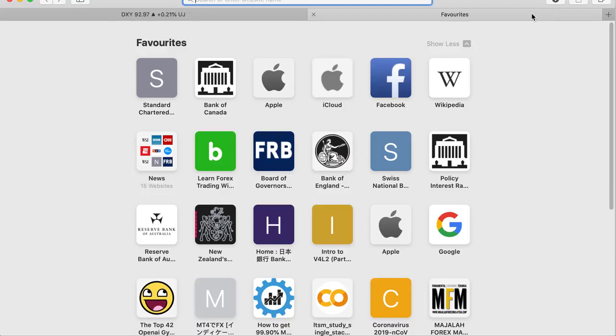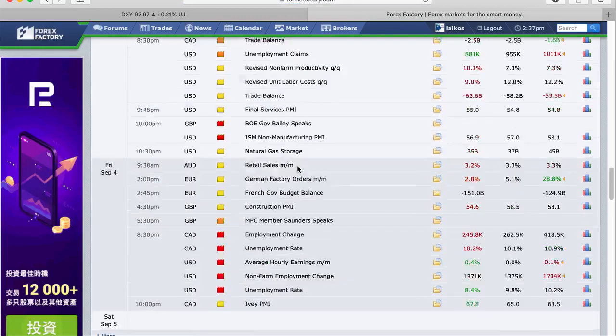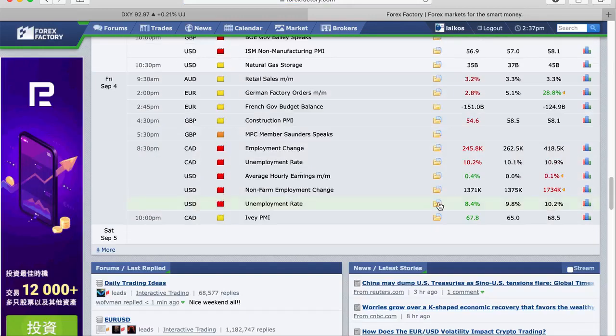Let's look at the NFP result last week. As you can see here on Friday, the NFP is positive. The employment rate increased, the unemployment rate decreased, and the unemployment change is also okay. The average earnings are positive. So this is positive for the USD currency.